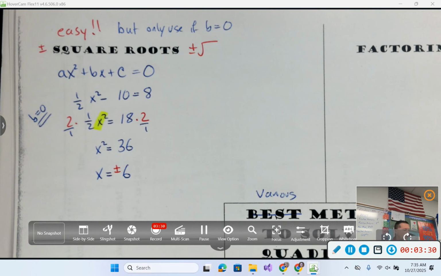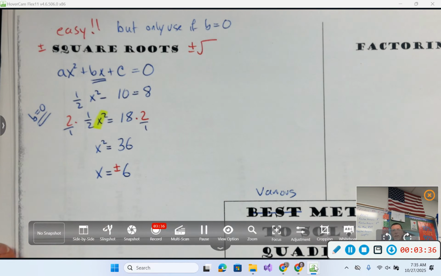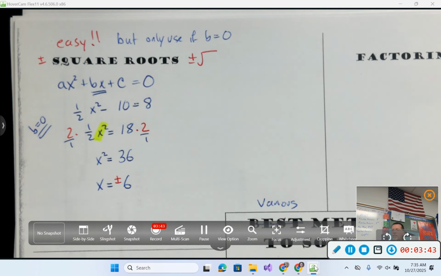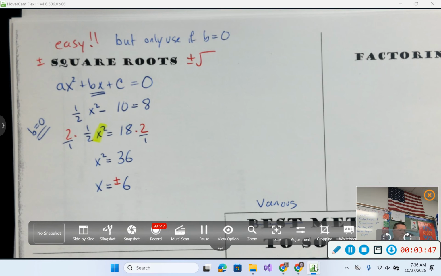So we usually like the square root method. It's easy, but again, you can only use it if that bx term is not there. All right. Any questions on that method? The method itself isn't bad, and when to use it isn't bad. So we like the square root method.